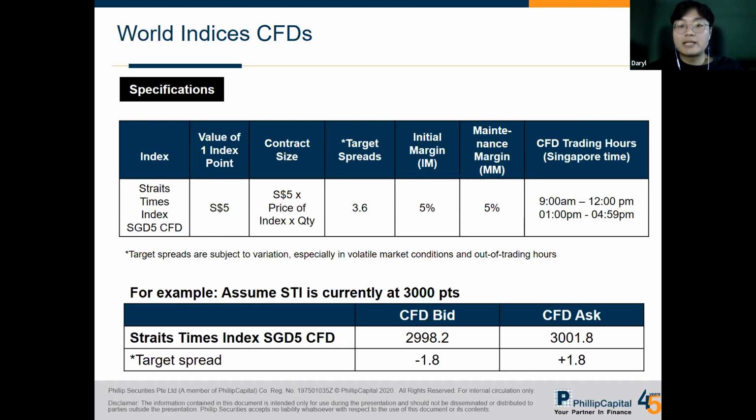Assuming STI is currently at 3,000, the bid is 2998.2 and the ask will be 3001.8. The difference if you add up is 3.6. However, I would like to draw your attention to the target spread: in the event of volatile market conditions, the target spread may increase. Also, the initial margin, which means the amount needed to buy this contract, is 5% and the maintenance margin is 5%. Also note the trading hours.